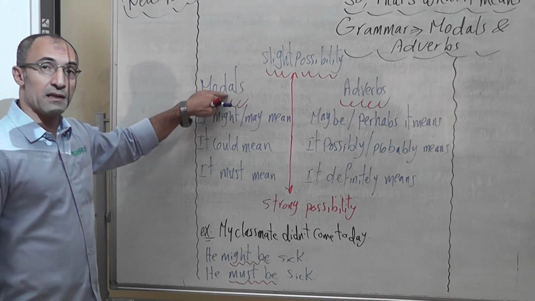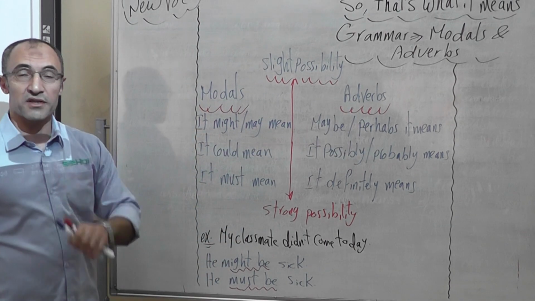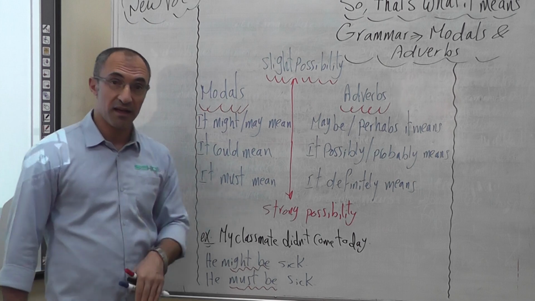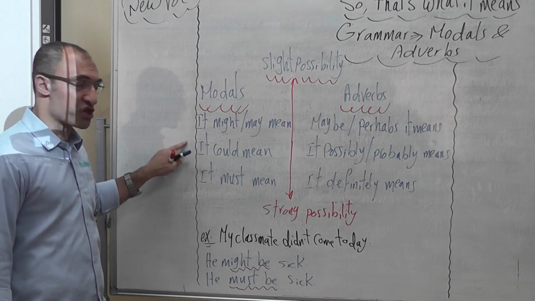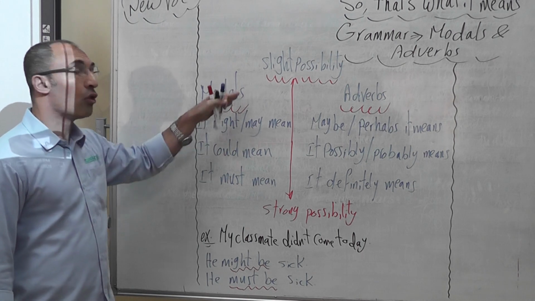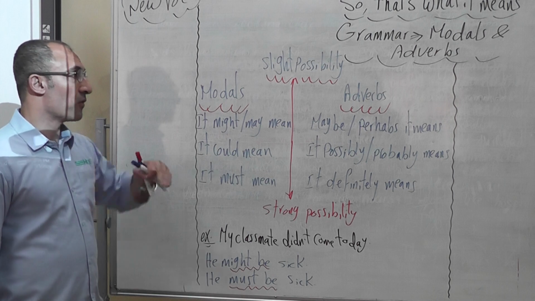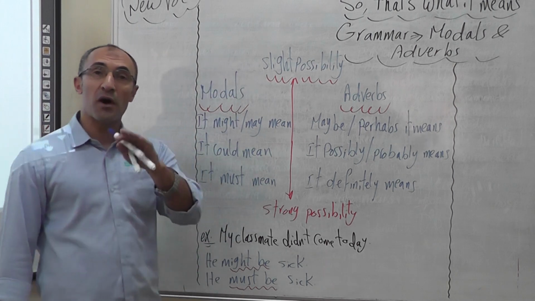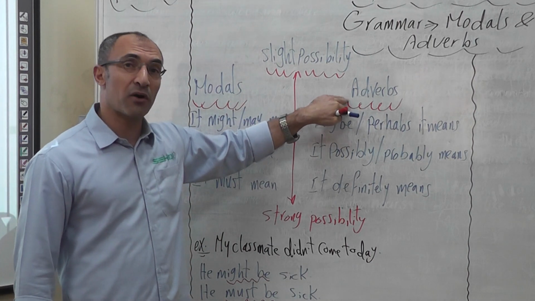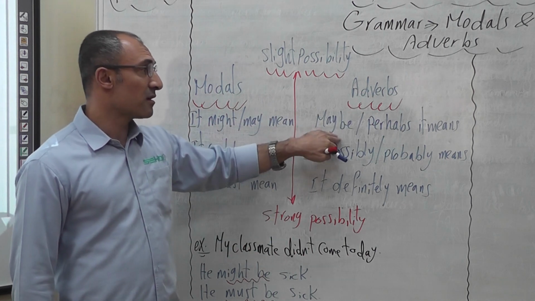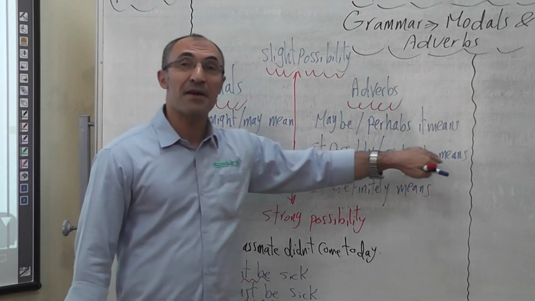Here we have the subtitle as modals and another list for adverbs. If you are going to express that your deduction is very weak, we have to deal with those two forms or expressions, which are it might or may mean, or it could mean. On the other hand, if we want to express that our possibility is very slight or weak, we have to use a number of adverbs, like what? Maybe, or perhaps it means, or it possibly or probably means.